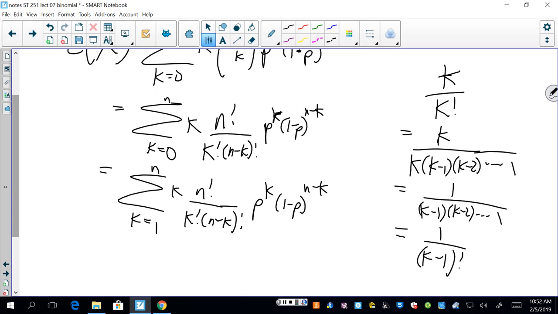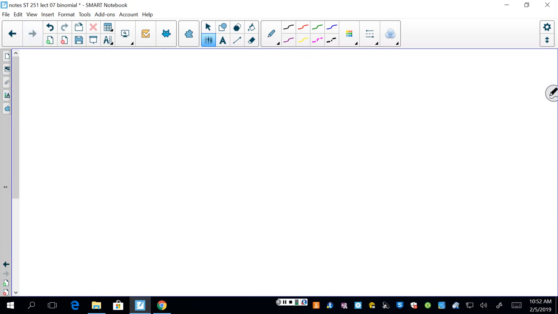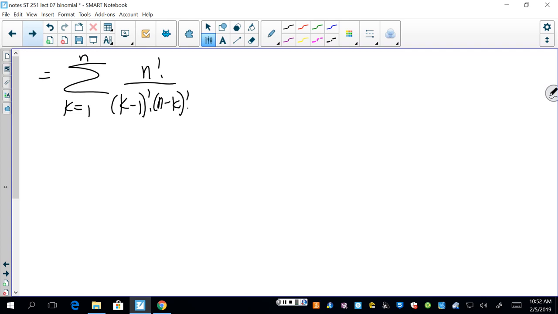So, I'll do it on the next page. So if we canceled the k, now k is going from 1 up to n. We have n factorial over k minus 1 factorial, n minus k factorial, p to the k, 1 minus p to the n minus k. So we've done a little bit of work.